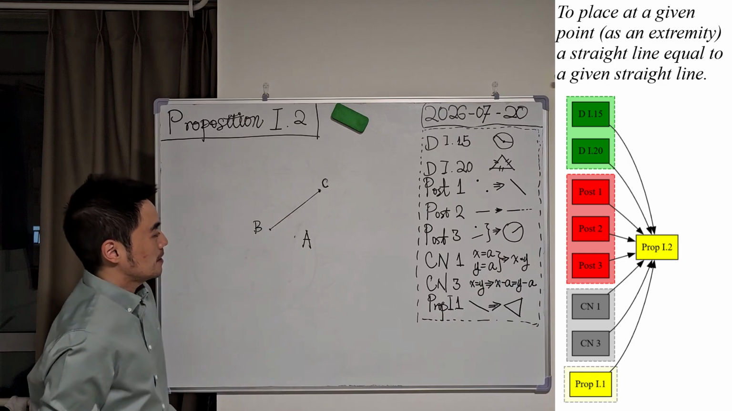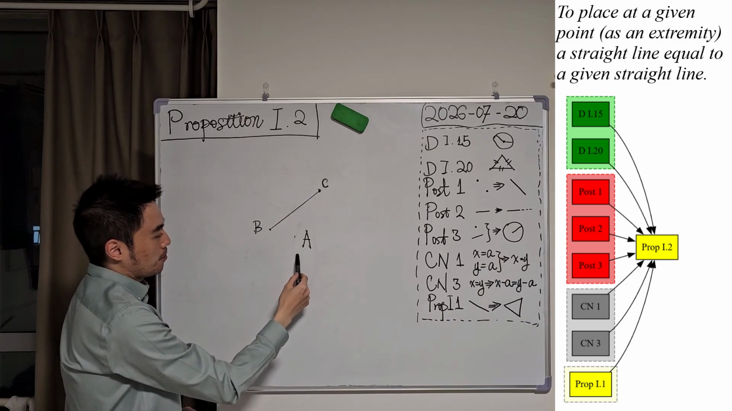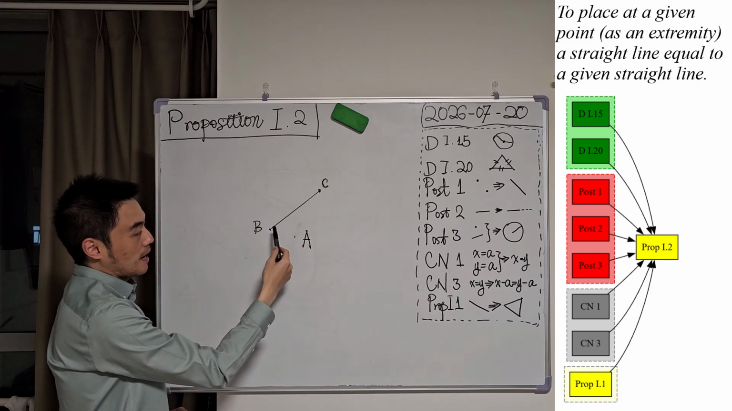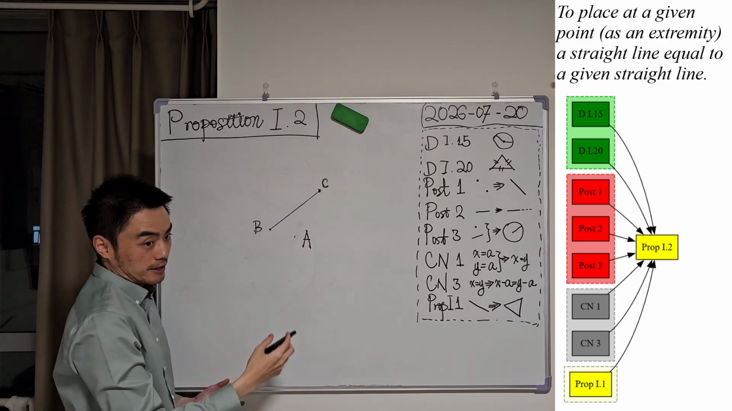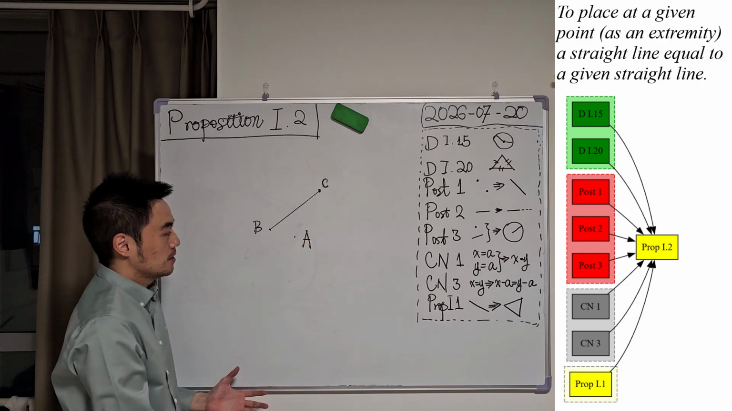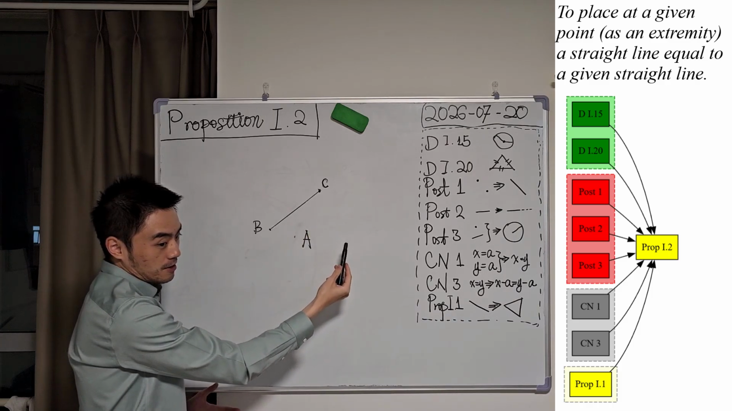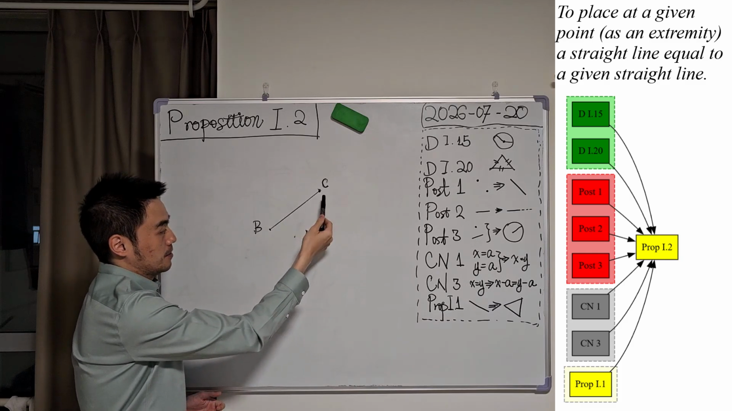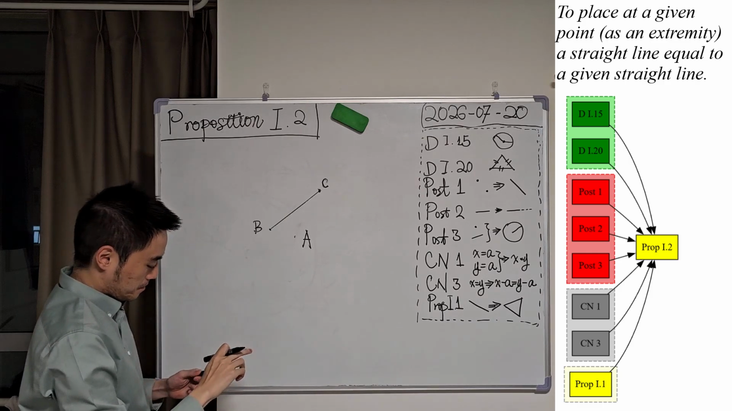Proposition 2 says that if we have a specific point A and a given finite straight line BC, we are able to construct another straight line with the extremity A whose length is equal to the given straight line BC. Okay, so let's start this proposition.